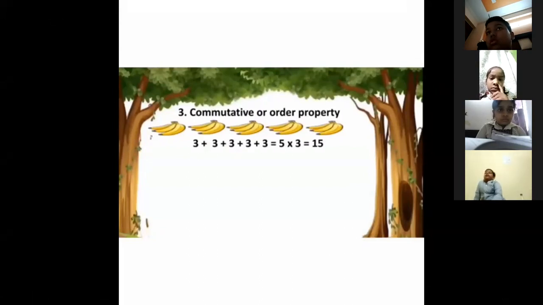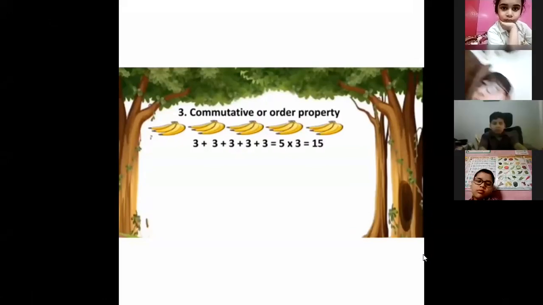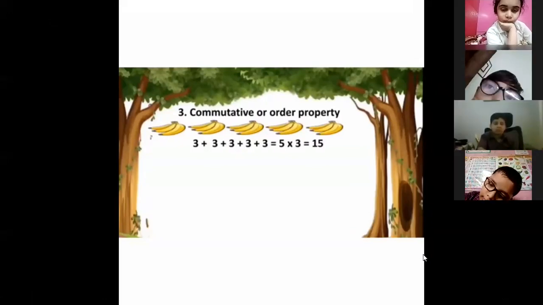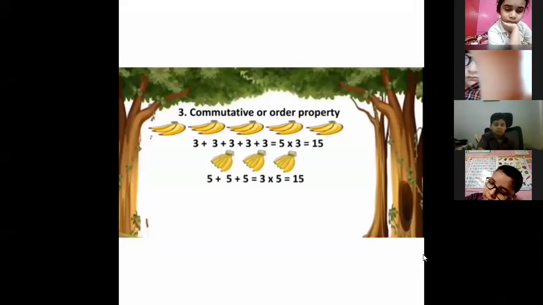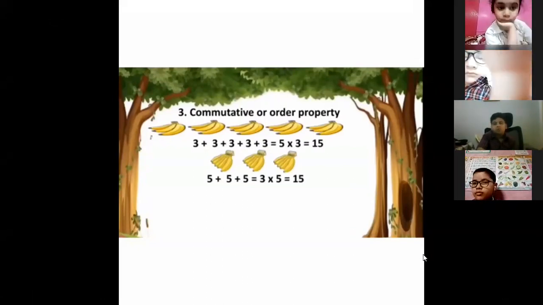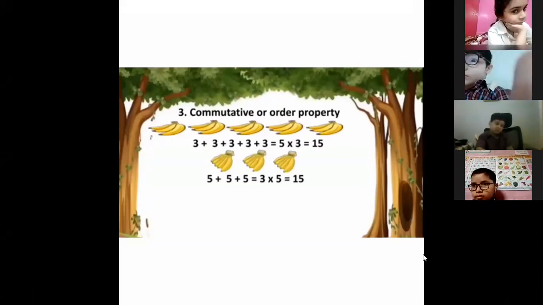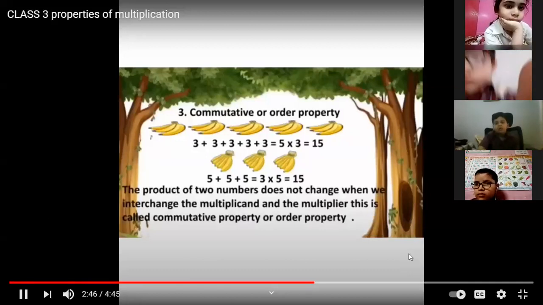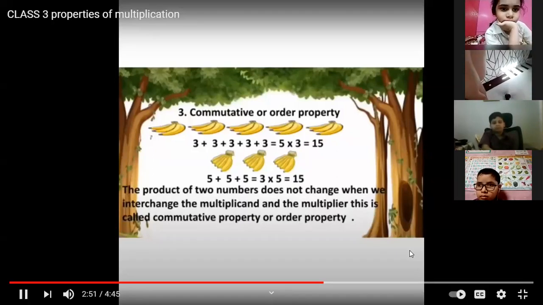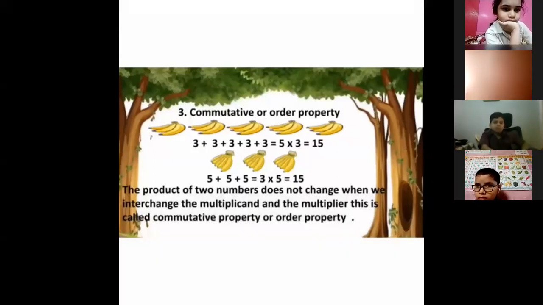Now if we change the number of bananas in one group, if we make 3 groups of 5 bananas, and if we add 5 three times, or if we multiply 5 three times, the product will also be 15. That means the product of two numbers does not change when we interchange the multiplicand and the multiplier. This is called the commutative property or order property.